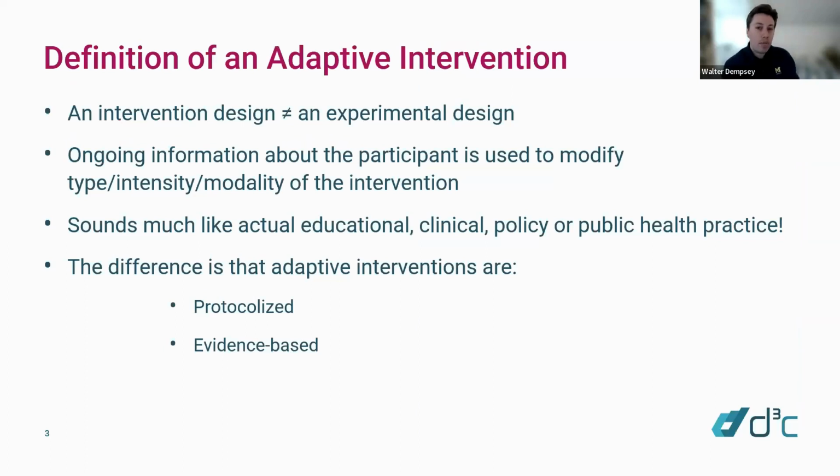So what is an adaptive intervention? I think the thing I see happen most often when people are getting introduced to these topics is they conflate the intervention design and the experimental design. So an adaptive intervention is an intervention design. It's not an experimental design. The idea behind it is you're going to use ongoing information about the participant to modify type, intensity, or modality of the intervention.